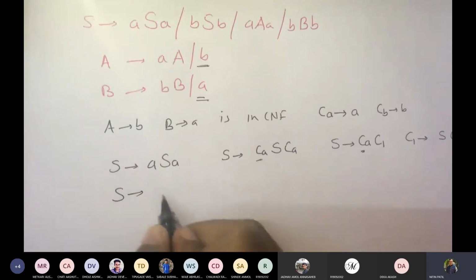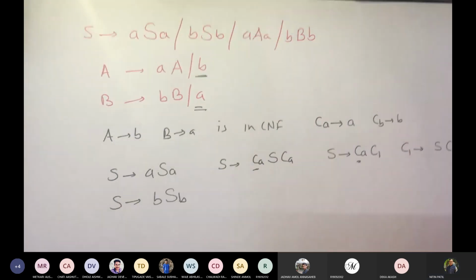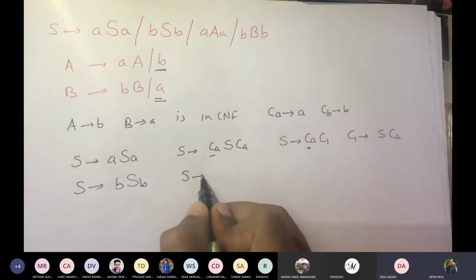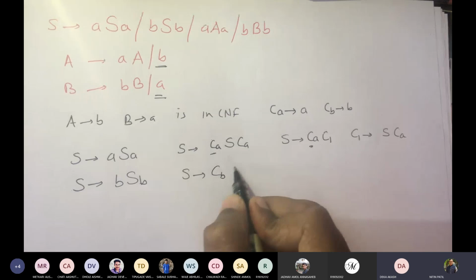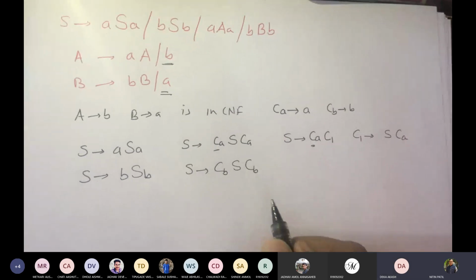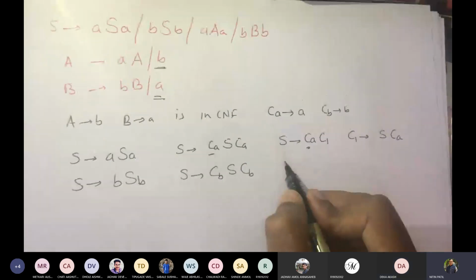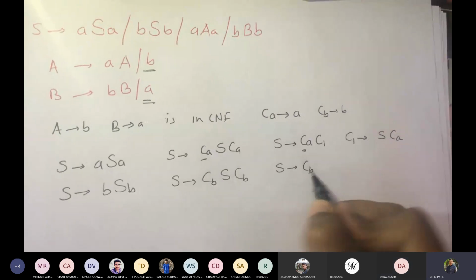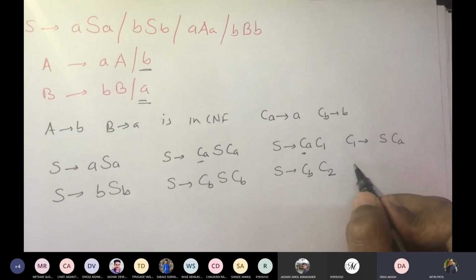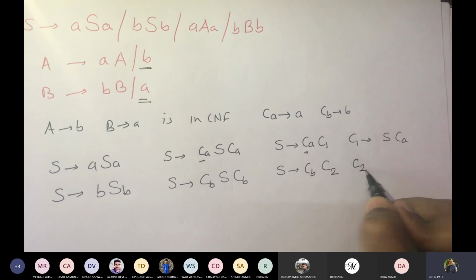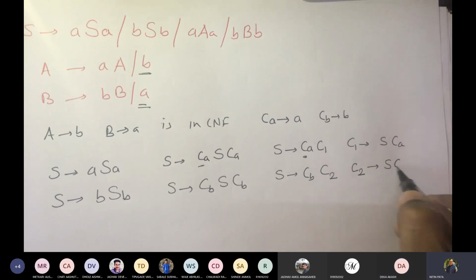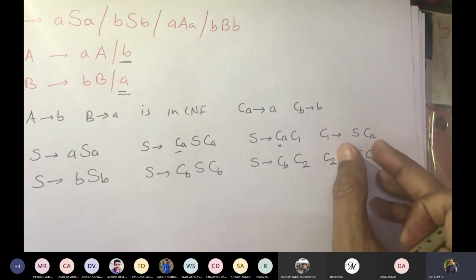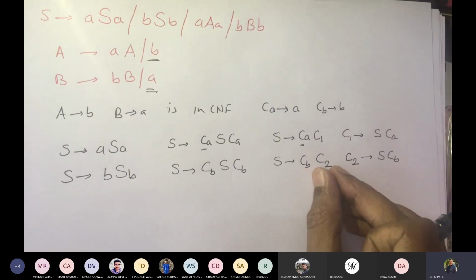So can somebody tell me what will happen with respect to this? BSB. What will we write? CB. Very good. So we got this now. We will keep this left one as it is, CB. Yes. Now C1, C2, a new variable. C2 gives S CB. Because if you write C1, what will happen? C1 will be replaced by this. So we always have to introduce a new one.